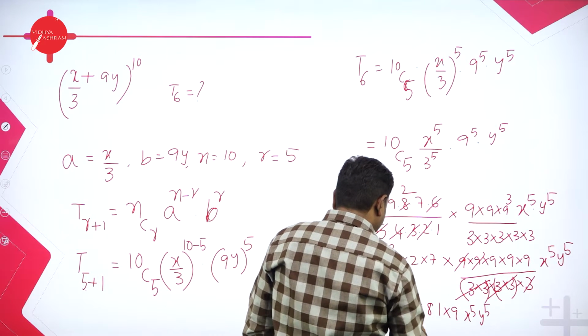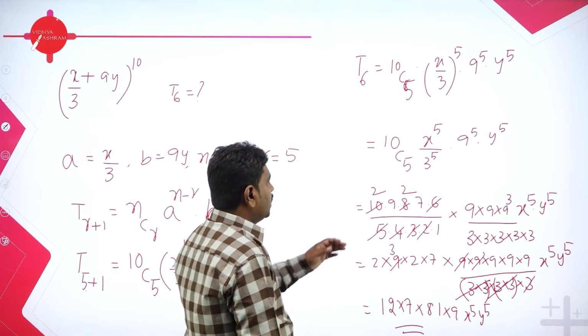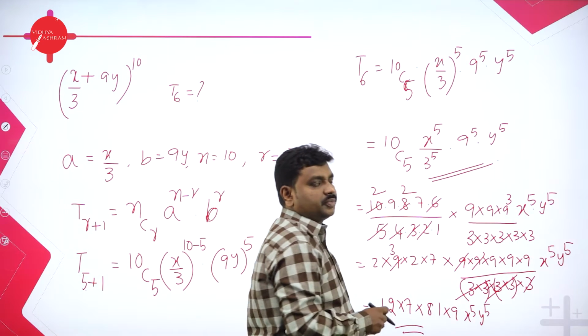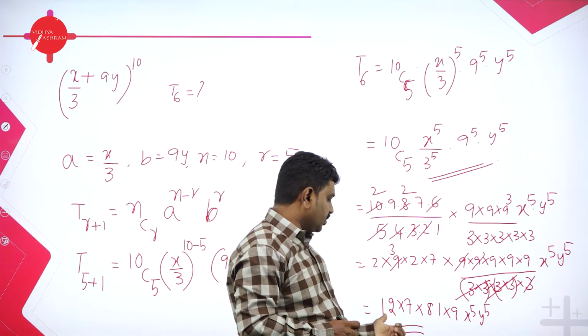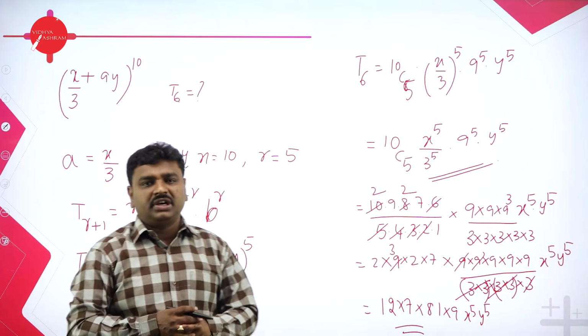You can use a calculator and multiply this and write the answer. Or if you leave it here, you will get marks. In a few board exams, you can leave it here, no problem. Or if you want, you can further multiply and write the end answer. So what is the logic of the middle term?